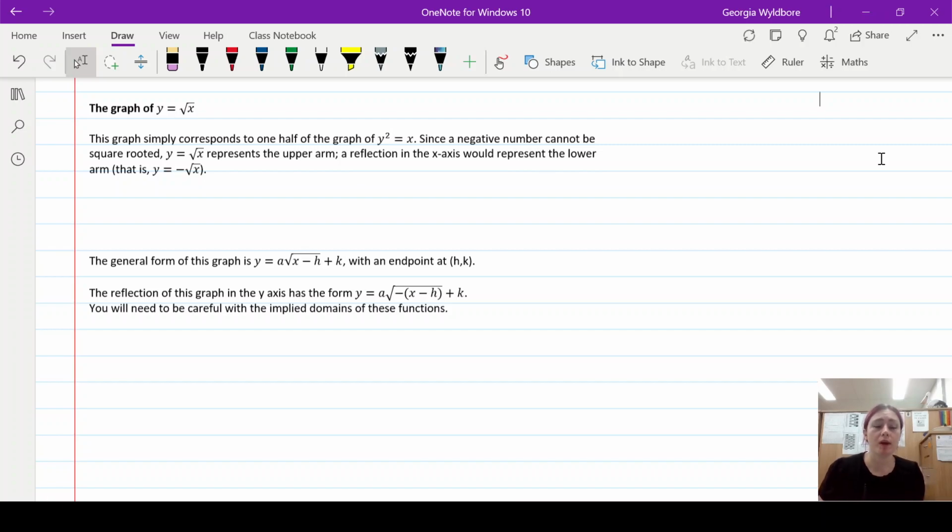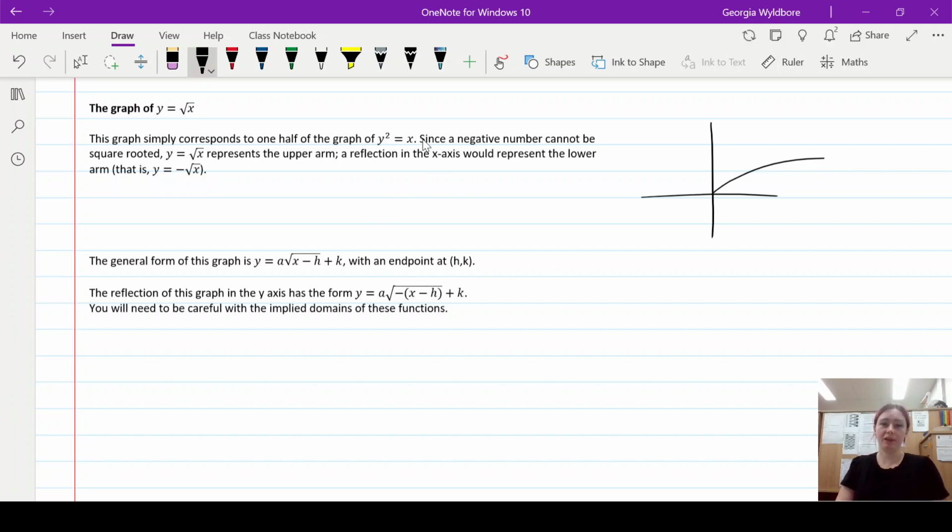So following on from our work with the graph of y squared equals x, when we look at the graph of y equals the square root of x, which is how we would rearrange to effectively make this a function, we're really just representing 1/2 of that original graph. So if our graph looked like that, what we're doing here is just representing that top part of it. A reflection in the x-axis, obviously, if we had y equals negative the square root of x, that's going to represent the lower half of the arm.